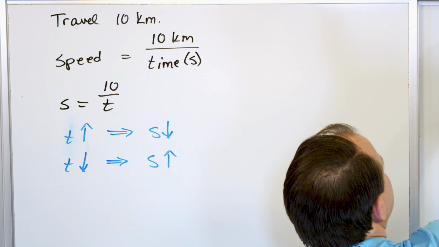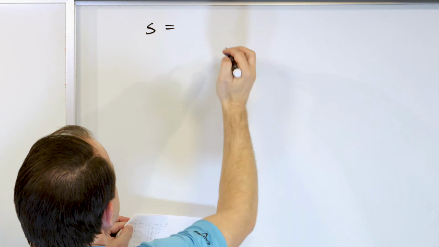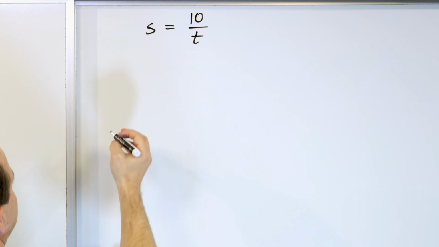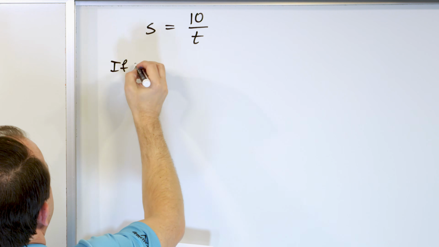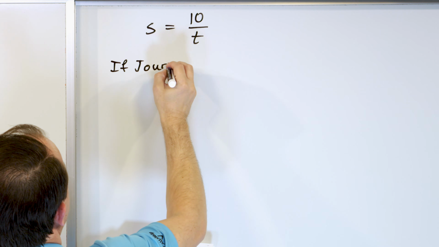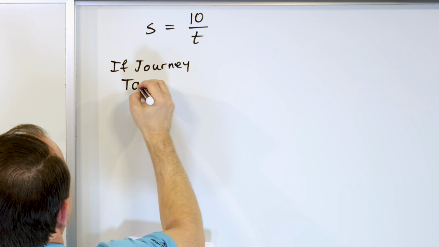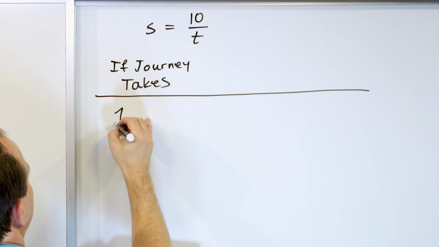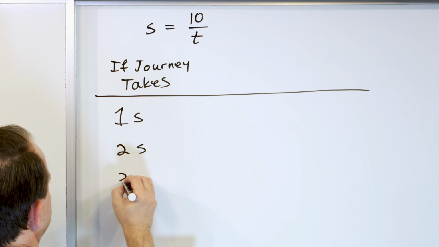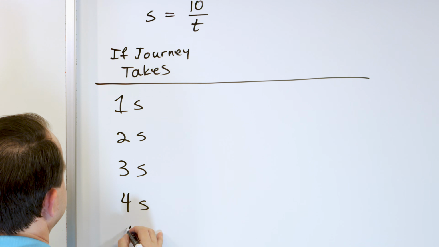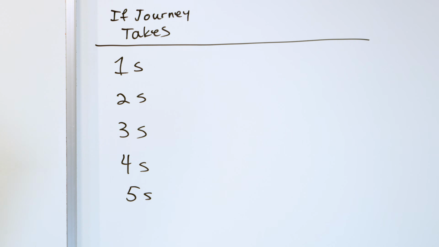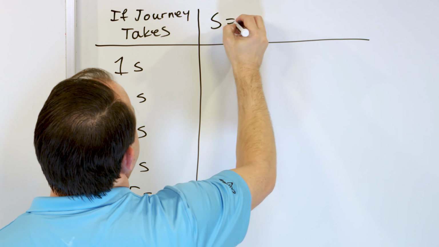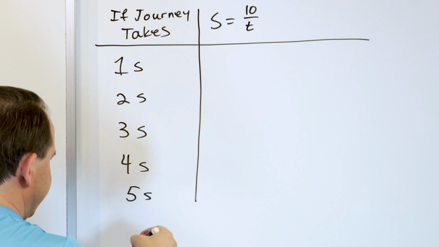So we said that the speed here that we're calculating, we're only going 10 kilometers. It's 10 kilometers divided by the time in seconds, right? So let's make a table. Let's say a journey takes 1 second, 2 seconds, 3 seconds, 4 seconds, or 5 seconds, like this. Then we want to calculate the speed. The speed is equal to 10 kilometers divided by however long the thing took.